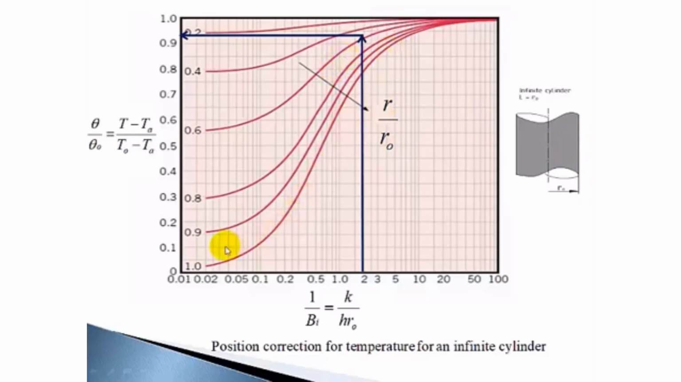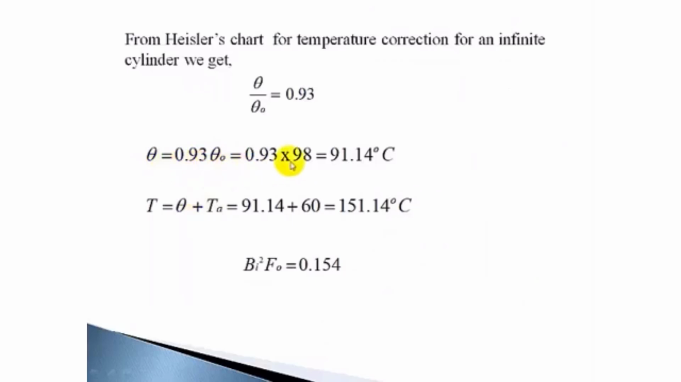In that case, this is line 1, and corresponding to that, we will get this point meeting this 1. So here you will get 0.78 as theta by theta naught. So we can find out the surface temperature. In this case it was 0.93, the fraction was 0.93, now it has come down to 0.78, and the temperature difference will be 0.78 multiplied by 98. Correspondingly you can calculate the temperature difference and then add the ambient temperature, which will give the surface temperature.